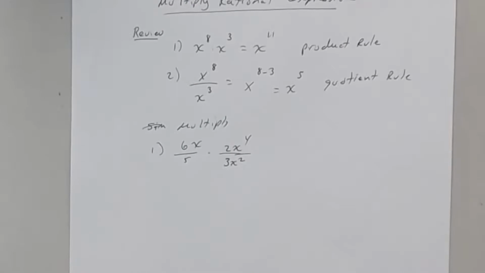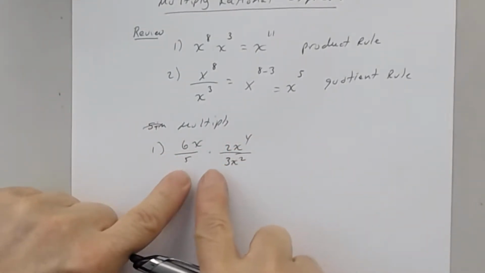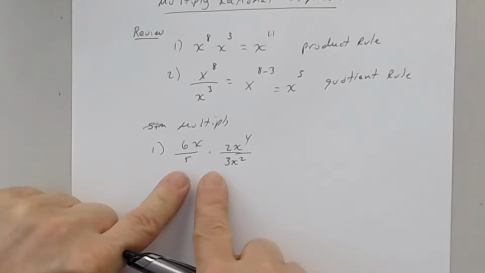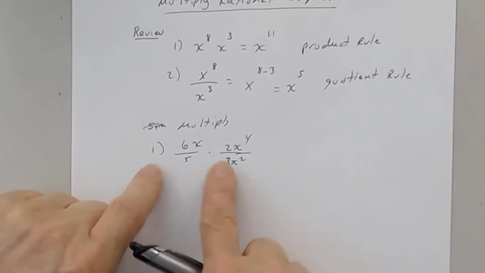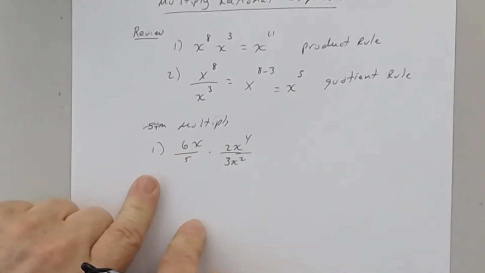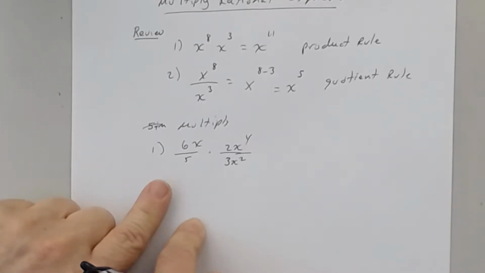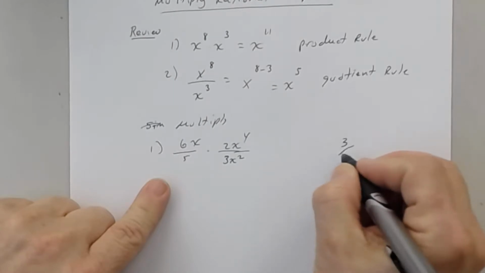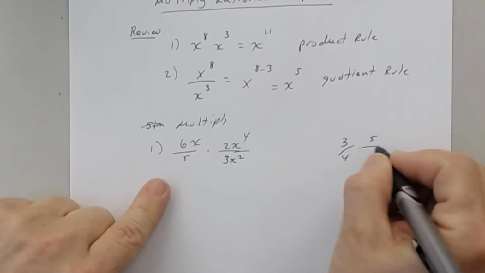So notice you have these two rational expressions and you're multiplying them. You don't see any addition or subtraction symbols. They're all multiplication. So all these are factors. Now there are a couple ways you can do this. So you can remember from a previous course a long time ago, when you had 3/4 times 5/7.